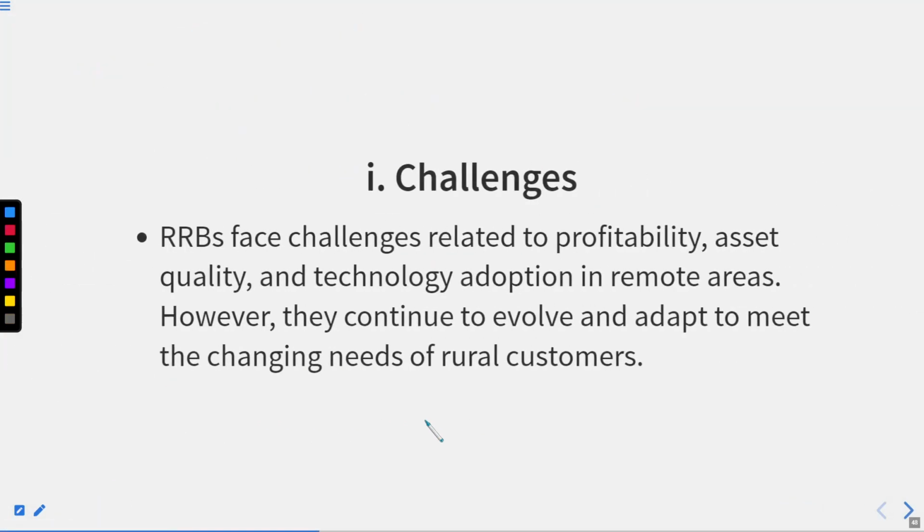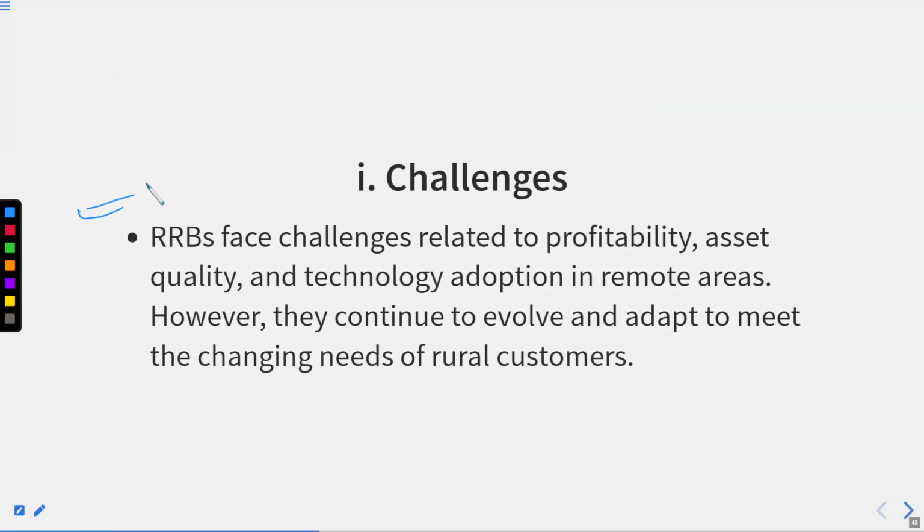Okay, now the challenges in front of the RRBs. They face challenges related to profitability, because they are dealing with marginalized workers and economically weaker sections, so they generally do not get much profit to operate. Asset quality, sometimes the people who had taken the loan default. And technological adaptation, because the technology offered by the RRBs is being offered to the people of the remote areas. So it might be possible that the people are not able to use the technology properly, which will ultimately impact the RRBs' working and growth.